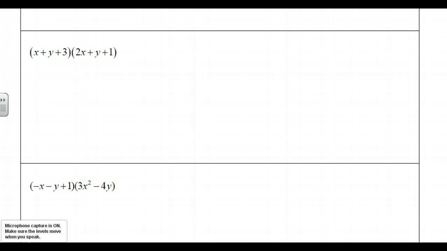So we have to distribute the x through here. And then we distribute the y. And then we distribute the 3. Right? And if you look up there, there's 9 arrows, and now it's covered everything over, so I'm just going to clean it up. Okay, so I get 2x squared plus 2xy plus x.